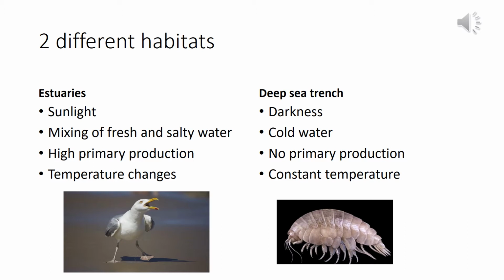In the deep sea trench, on the other hand, it's dark all the time, it's cold, there is no primary production unless you have hydrothermal vents, so all the carbon or the energy will come as marine snow or whale falls, and there's a constant temperature. So these organisms inhabiting different habitats will be adapted differently to living there.